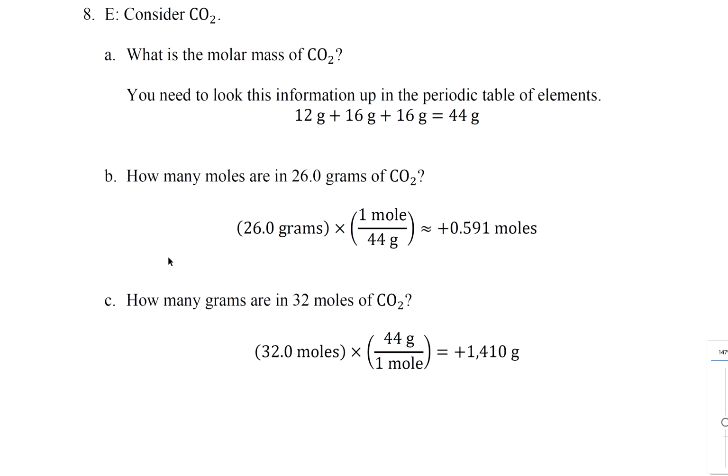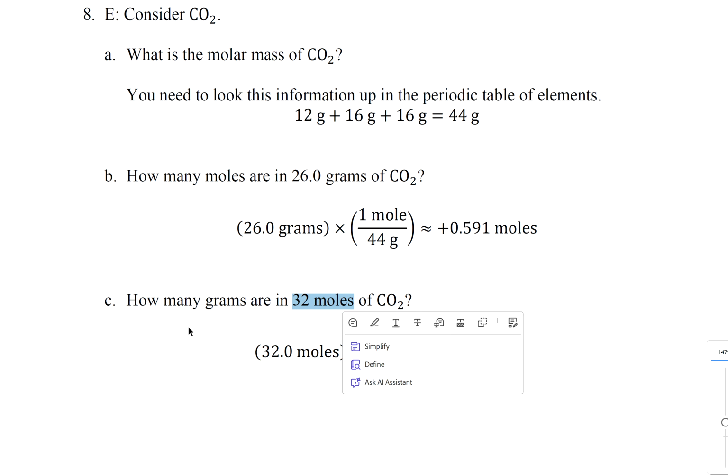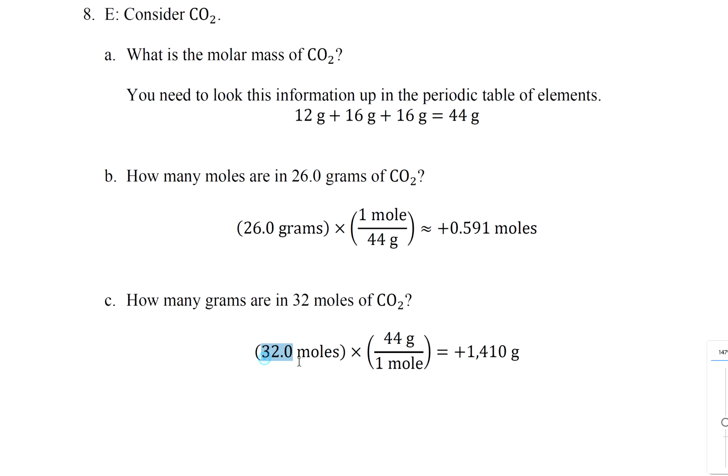Part C, how many grams are in 32 moles of CO2? So we want grams on the right hand side, because that's what the problem is telling us. And we're going to start with 32 moles. So if we have 32 moles, we need something with moles in the denominator, grams in the numerator. So units cancel.